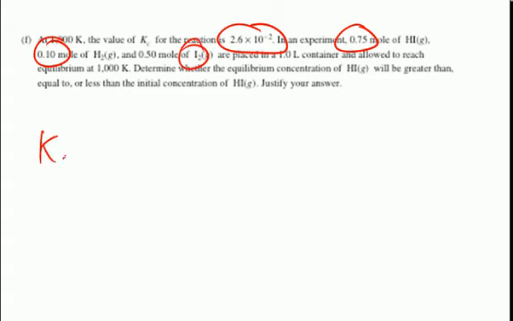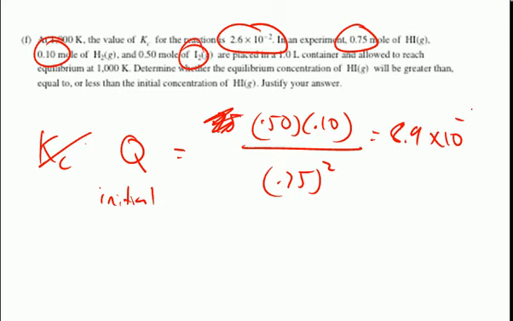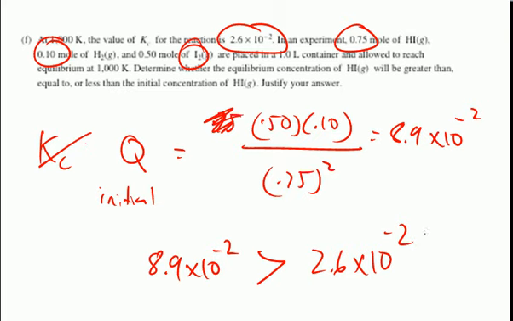Basically, all you have to do is calculate Kc, and we're going to call this Q instead, because we're talking about initial values, not equilibrium values. We're going to pump that into the equation, and we're going to get 0.75, actually. We're going to get 0.50 multiplied by, and it's all in a 1 liter container, so the moles equal the molarity values, divided by 0.75 squared, and we're going to get 8.9 times 10 to the negative second. Now, 8.9 times 10 to the negative second is greater than your Kc of 2.6 times 10 to the negative second.